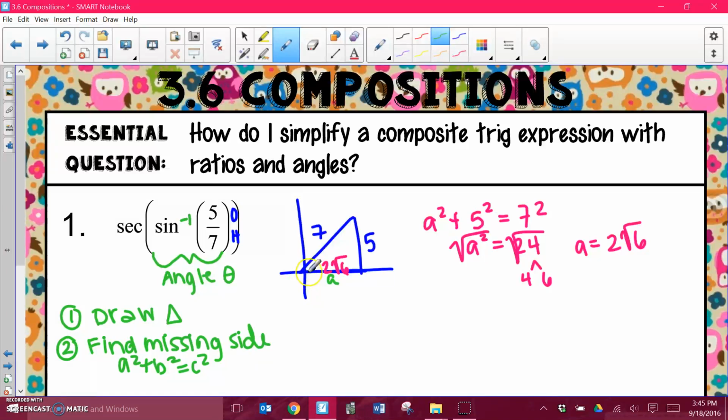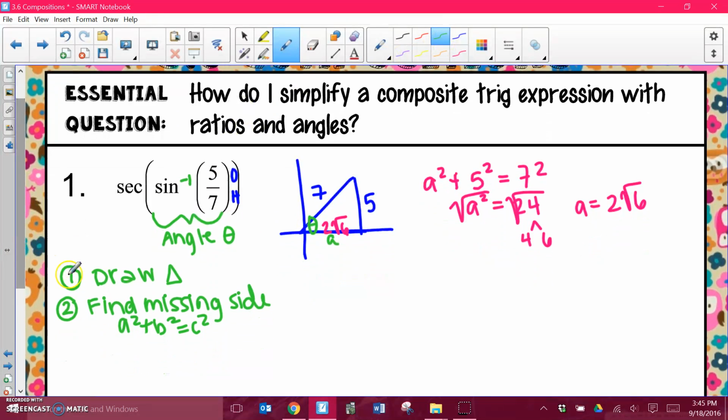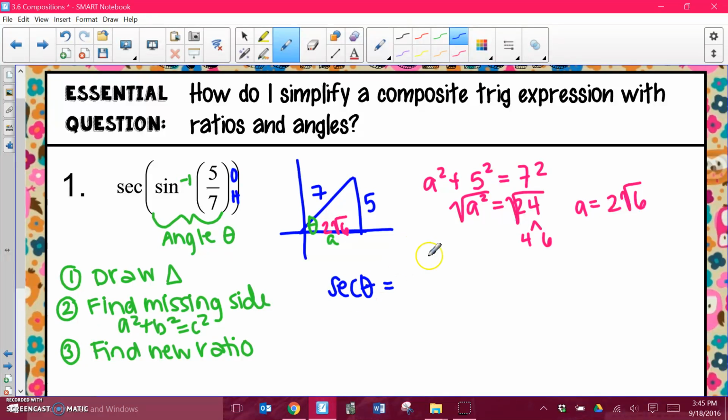So what I've just found is the missing side of the triangle made by this angle. I don't know what this angle is, but it doesn't matter, because what I need to find now is the secant of that angle. Once I've found that missing side, all I have to do is find the new ratio. So secant of theta: secant is the reciprocal of cosine, so I'm looking for my hypotenuse over my adjacent side. My hypotenuse is 7. My adjacent side is that new side we found, 2 root 6, and that would be your answer.